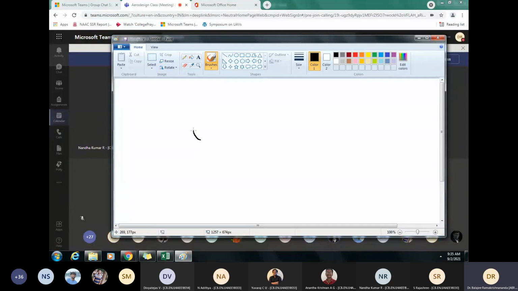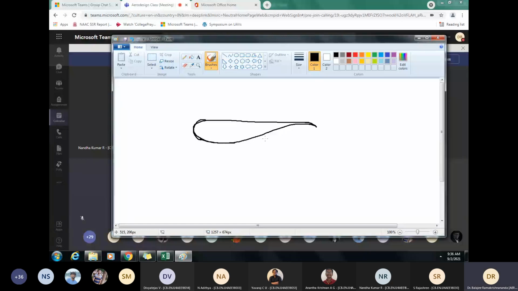So the supercritical airfoil usually looks like this. I'm drawing a very flat upper surface, very rounded nose. And what is the need for a supercritical airfoil? Can anyone, Arantha Krishnan, can I explain? Sir, I think it's related to delaying the wave drag. Delaying the wave drag. Yes, yes, correct.